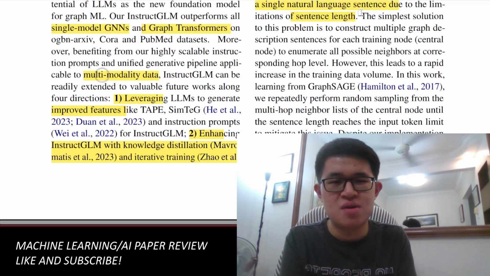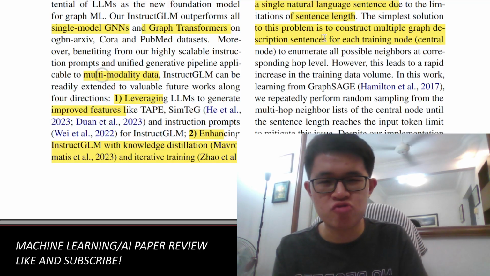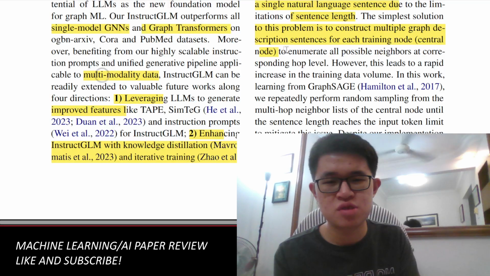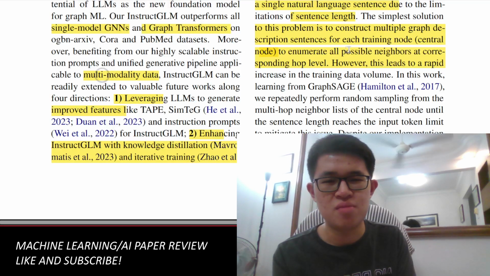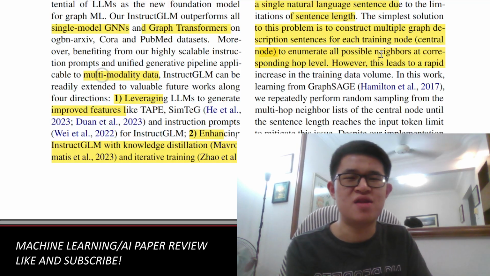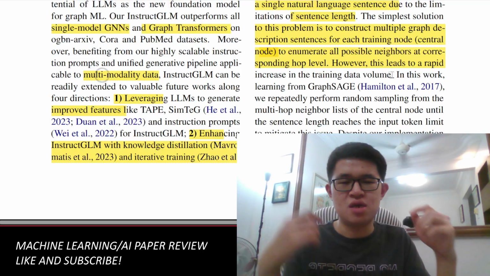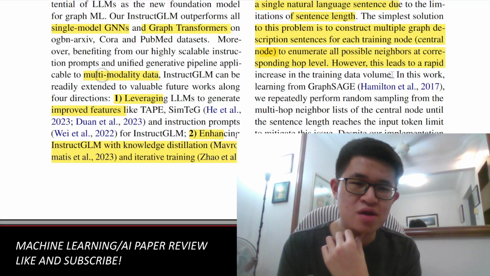But yeah. So okay, the simplest solution to this problem would be to construct multiple graph description sentences, for each training node, central node, to enumerate all possible neighbors at the corresponding hop level. Okay, but here's the problem, right? It is very inefficient, and it takes up too much space in the token limit.